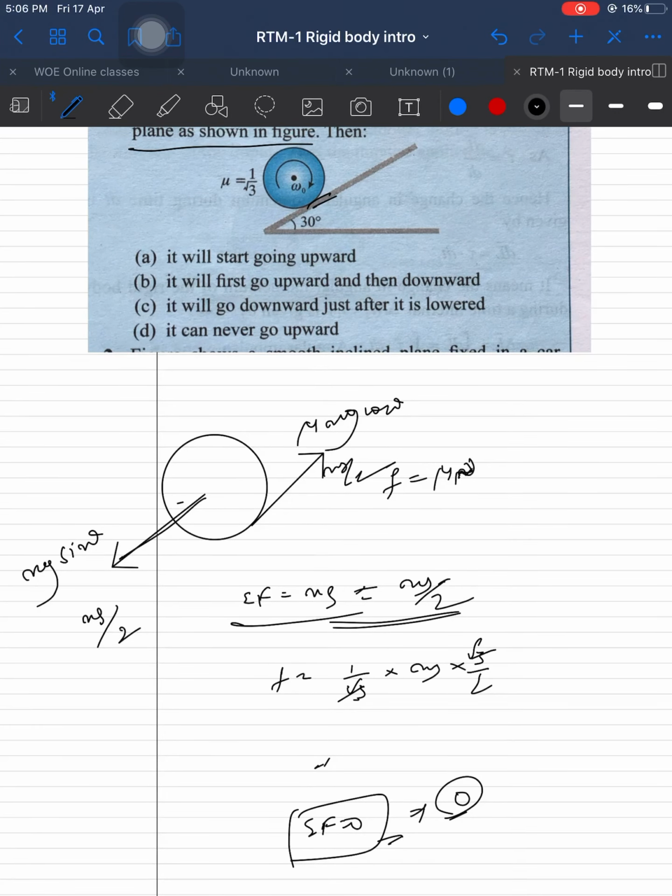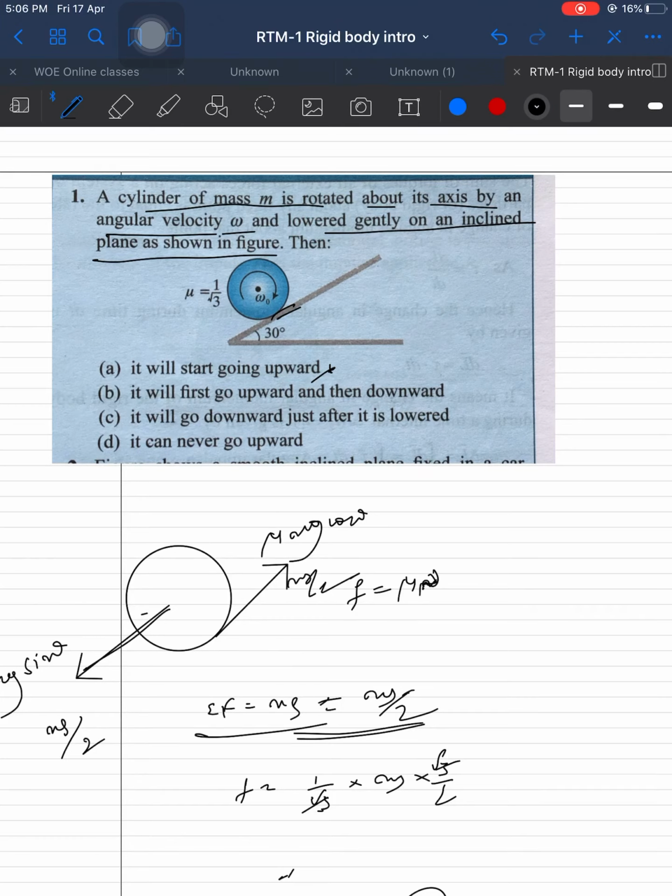And then what happens after that? Will it start going up? No, it will not go, because its net force is equal to 0. Will it first go up and then downwards? No, because the force is not there. How will it go upwards?